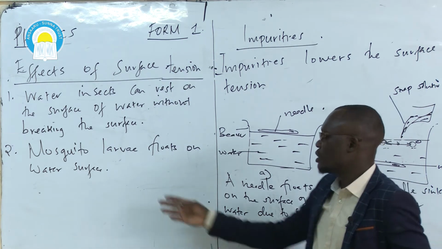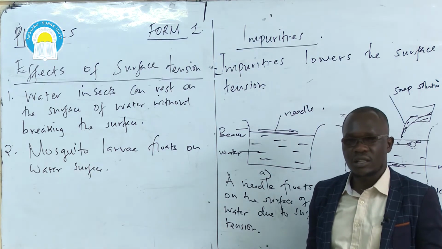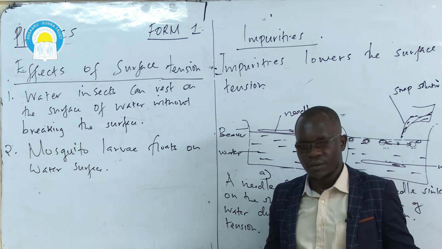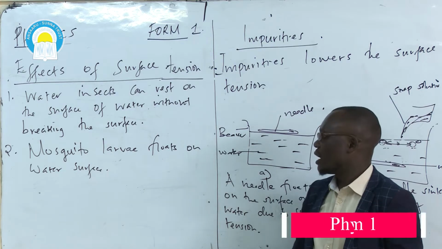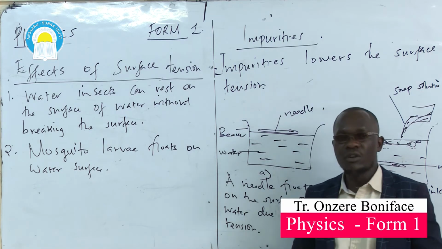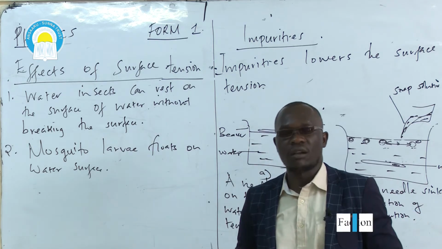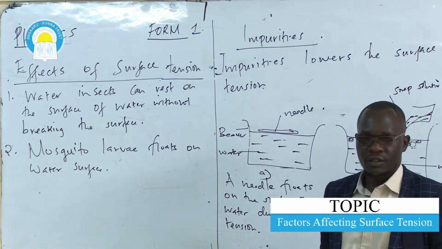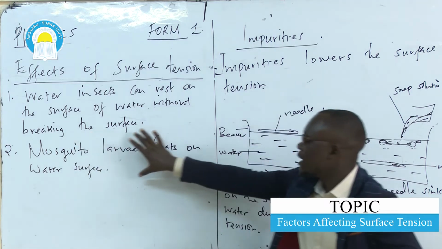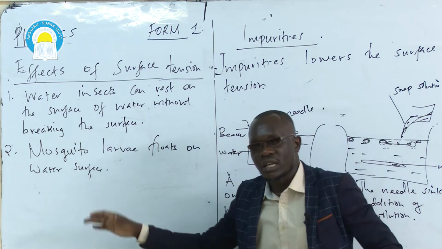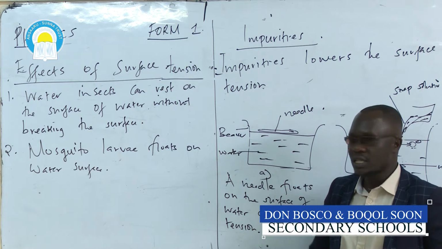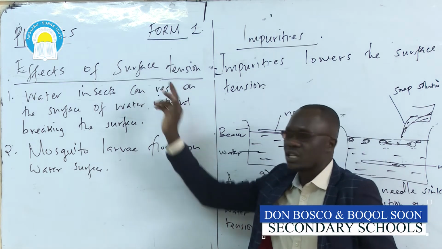I talked of the mosquitoes. The mosquitoes normally lay their eggs on the surface of water. The eggs will later hatch into larvae, and the larvae will float on the surface of the water until they grow into bigger mosquitoes which can fly away. So the mosquito larvae lies on the surface of the water without actually breaking the surface of water. And we say this is as a result of surface tension.